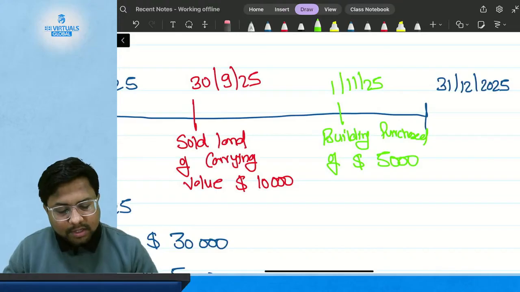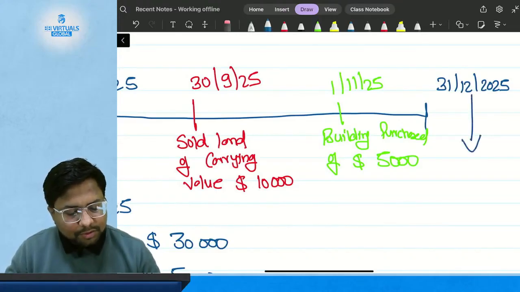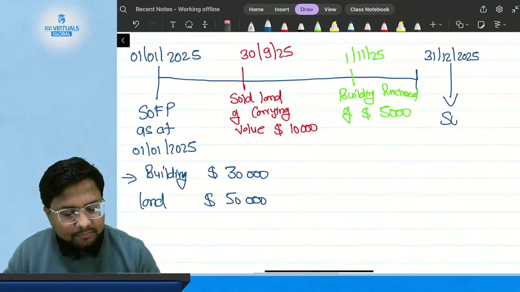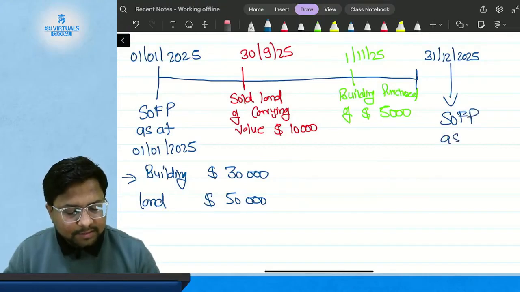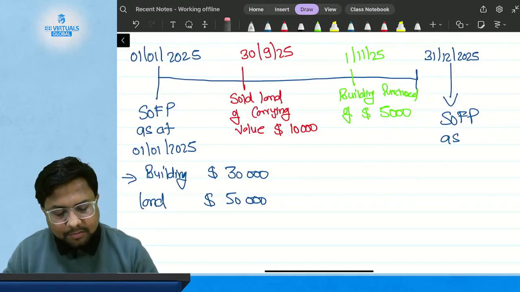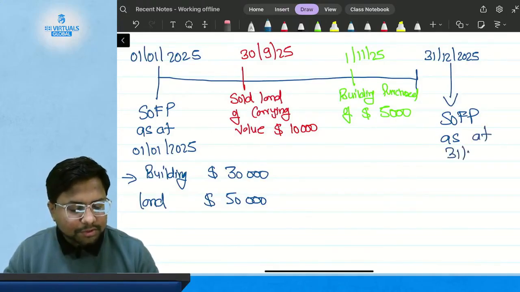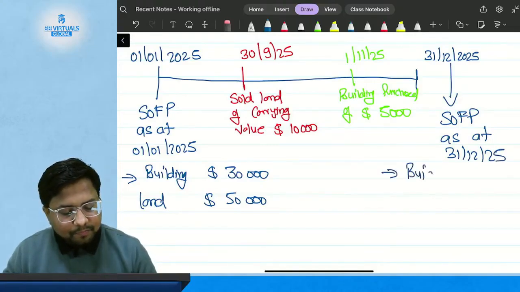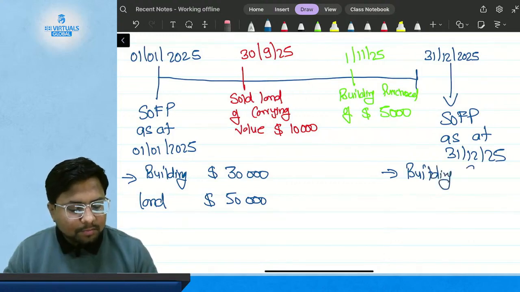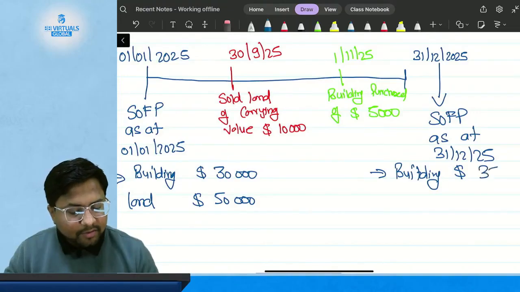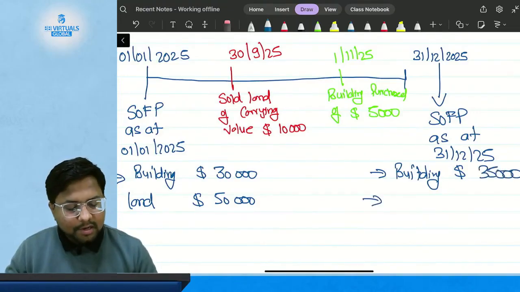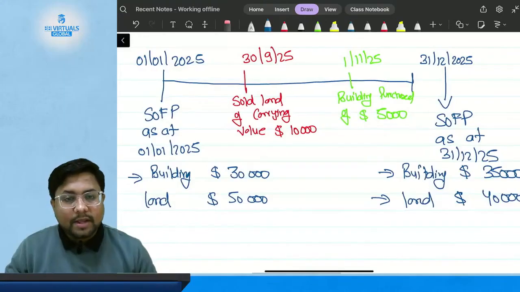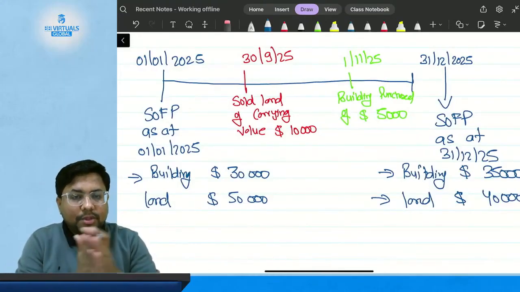Now if I prepare my statement of financial position as at 31st of December 2025, my building will show a value of $35,000 and the value of land will be $40,000. Why? Because I have made the following transactions during the period.